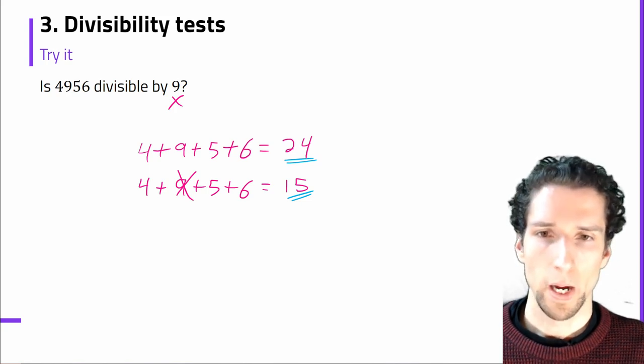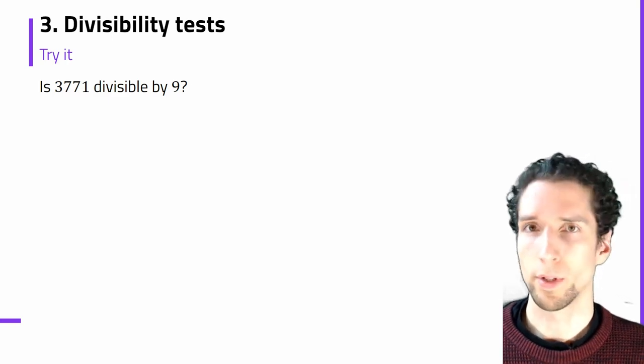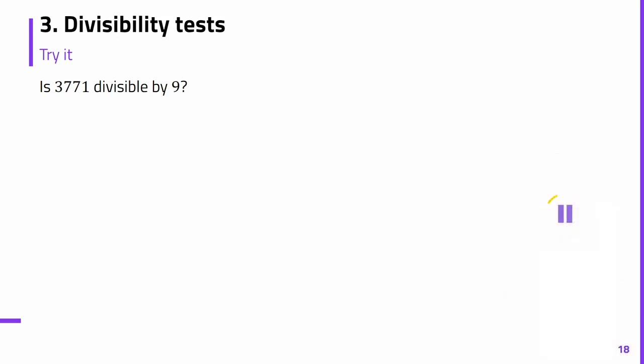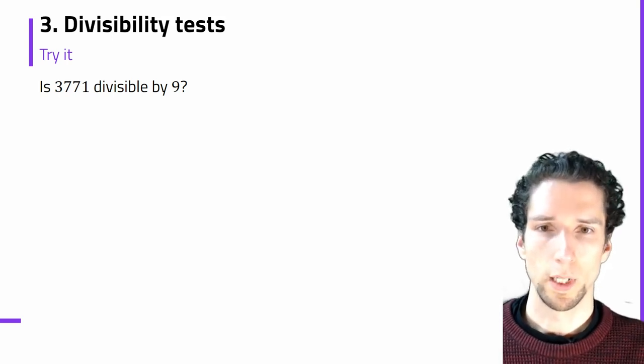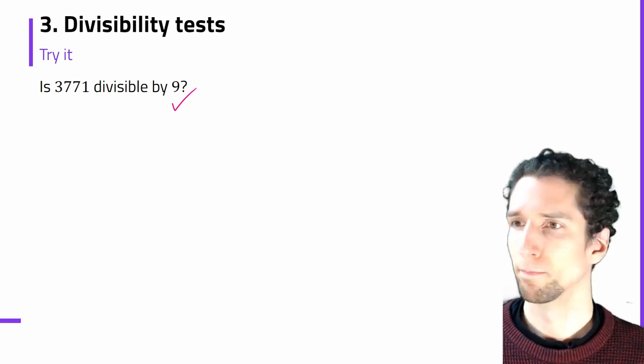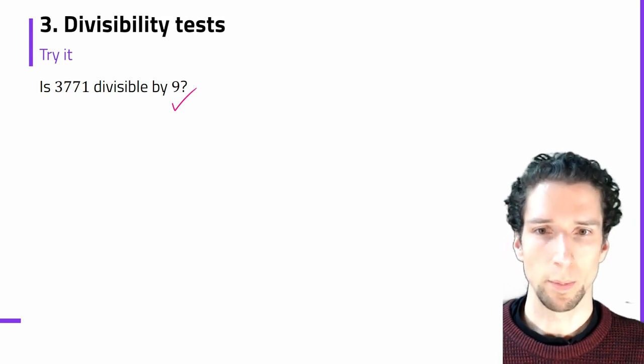All right, that was my turn. So now your turn with this number, 3,771. All right, our result here is yes. So hopefully you got that same result and found that it is divisible.